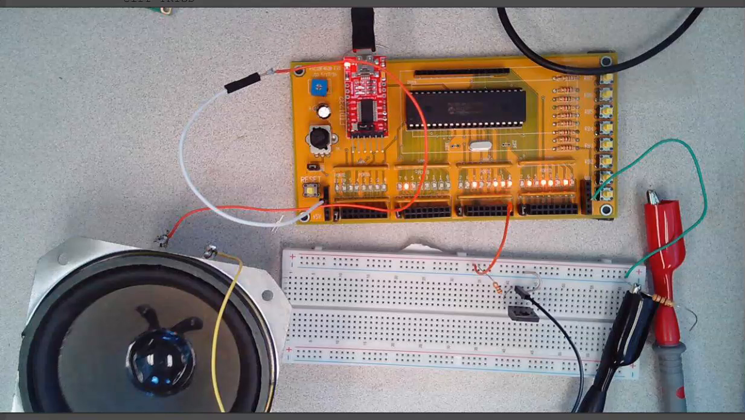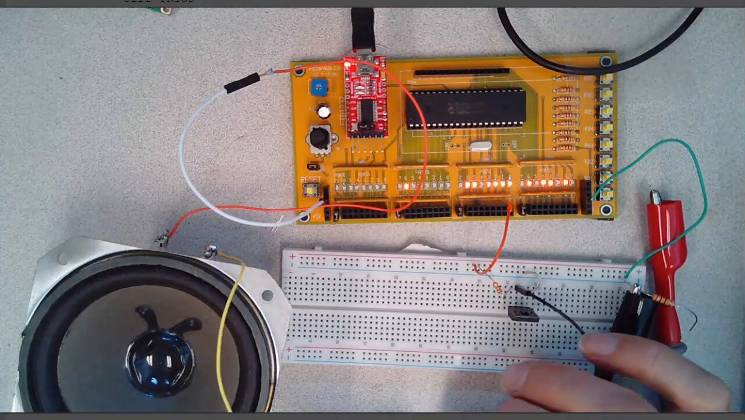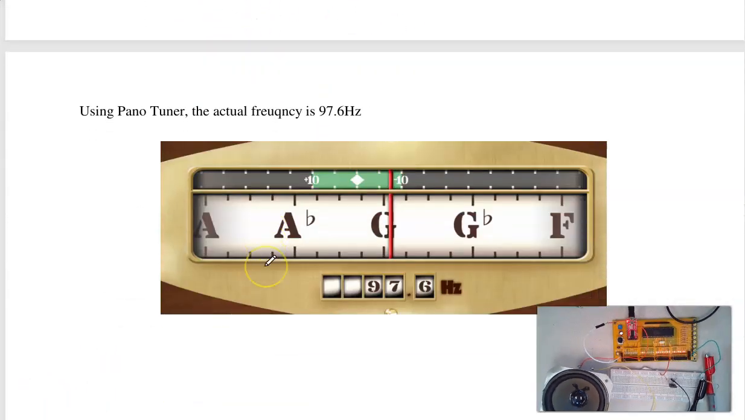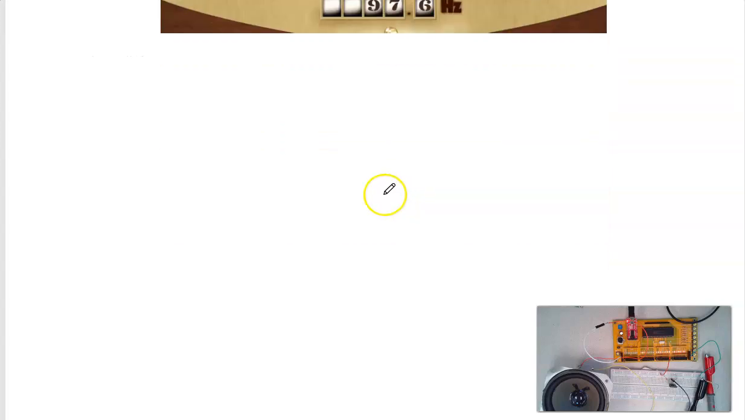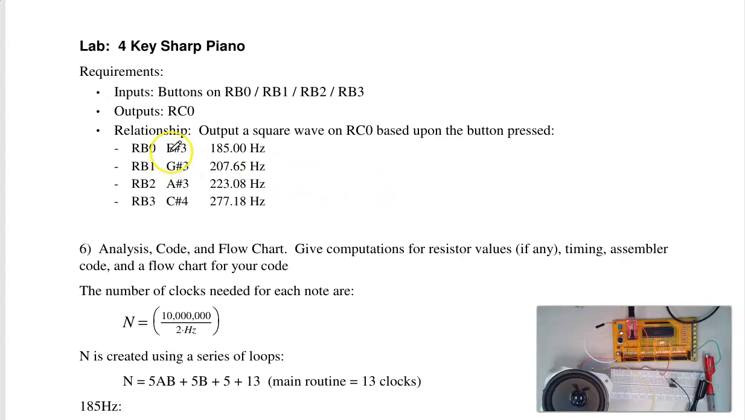Okay, with the speaker working, unplugged, plugged in. There's my speaker. So with that, I can use the Piano Tuner app and pick up the frequency. Shows up as 97.6 Hertz. Alright, now that I have a single note playing, let's build a 4-key piano. When I hit the 4 buttons, I play 4 different notes.